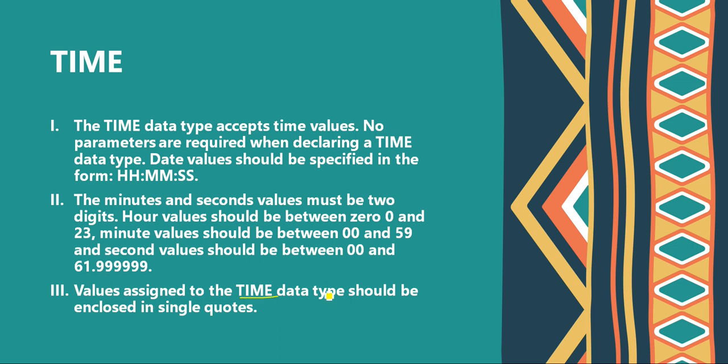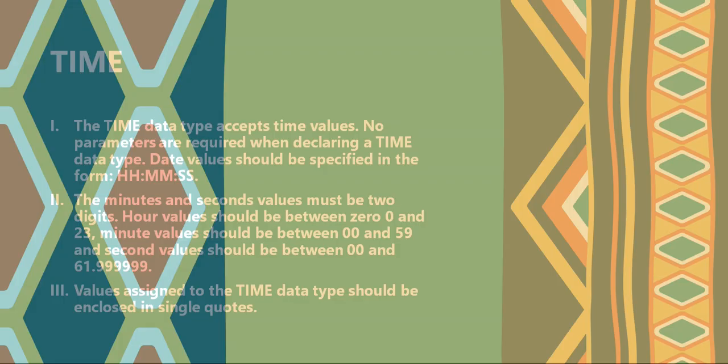Values assigned to the time data type should be enclosed in single quotes. Again, this should also be enclosed in single quotes. Something like 2:00, this is 2 p.m. or 2 a.m., we are going to see that. So this should also be enclosed in single quotes. Date should also be enclosed in single quotes, not double quotes. Only then can we insert the value.